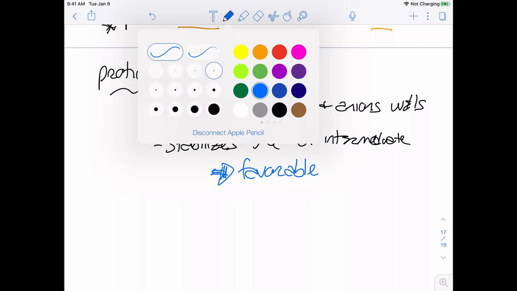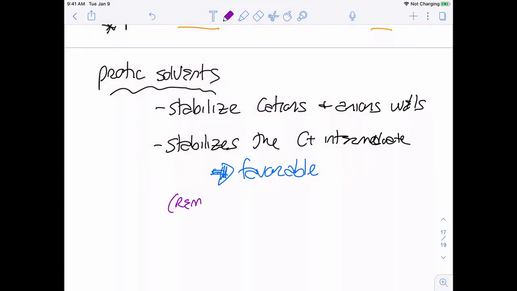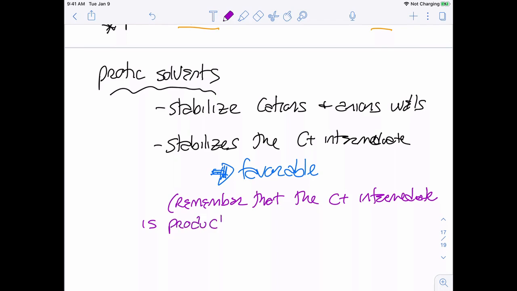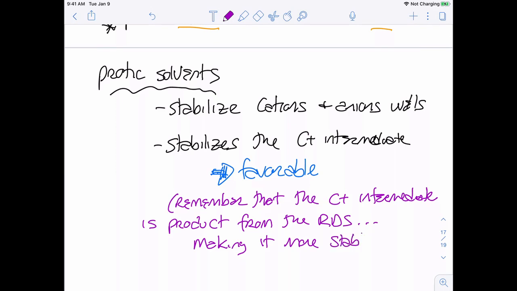We want to remember that the carbocation intermediate is not our final product. So product isn't really a great word to use here, but it's the best way I can think to get it across. So remember that the carbocation intermediate is the product, it's what we're forming from the rate determining step. Making it more stable is good, right? It's favorable.